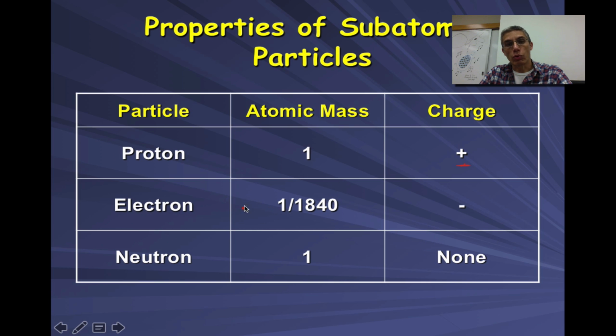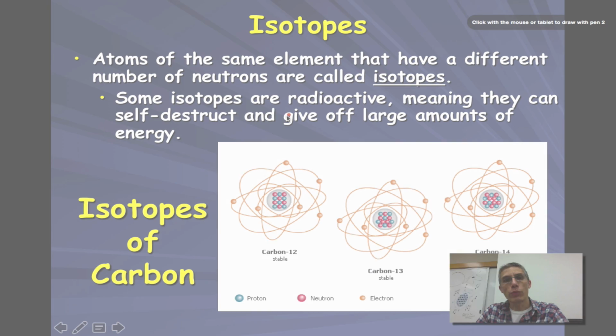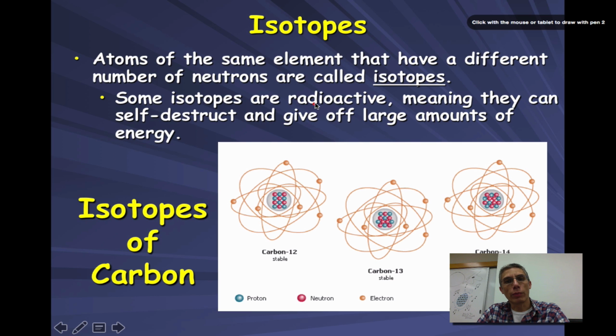The electrons, which revolve around the center core, the protons and the neutrons, have an atomic mass of 1/1840th of that which you would find in a proton or a neutron. And the charge you would find on an electron is going to be a negative charge. So a positive charge on a proton, negative on an electron, and a neutron is considered neutral.